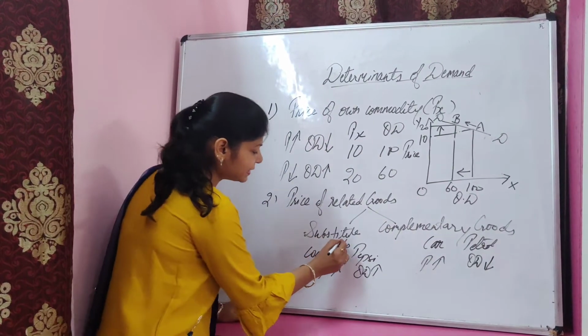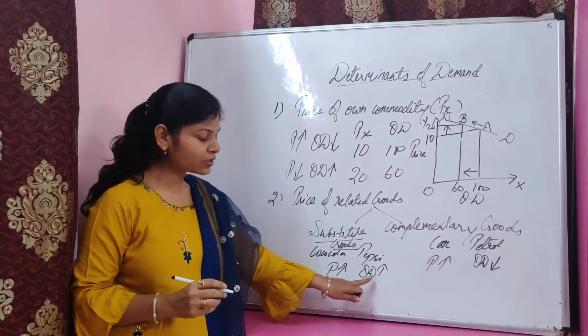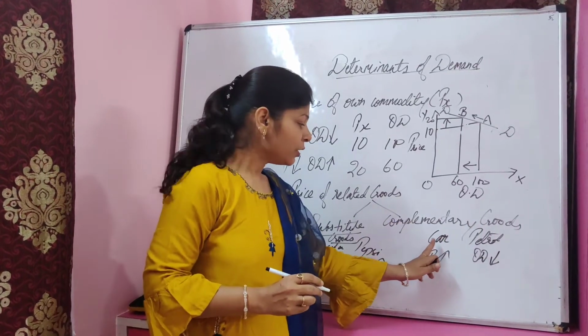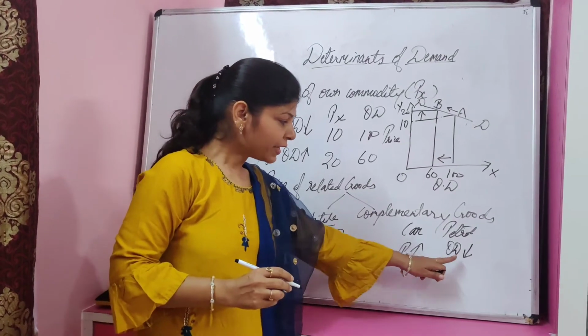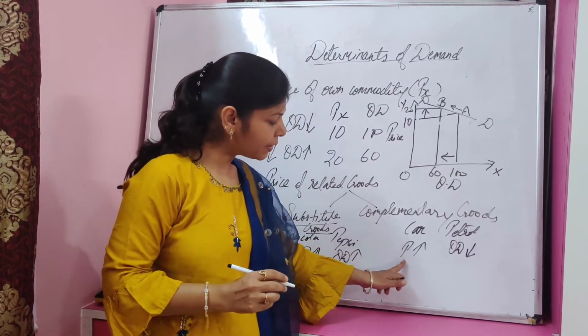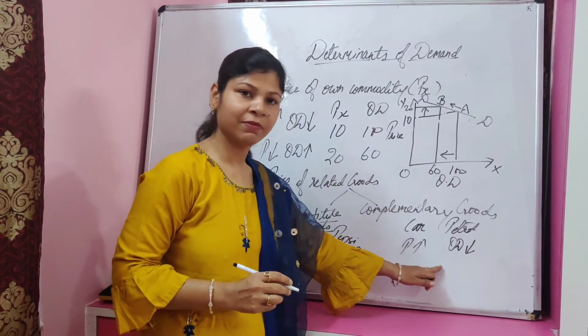So here class we can see that in substitute goods there is a direct relationship. Why? Because both arrows are moving in the same direction. Whereas in the case of complementary goods, between two goods there is an inverse relationship. Why? Because of the opposite movement of the arrows. Here you can see the price of one is increasing whereas the demand for another is decreasing, which shows the inverse relationship between two goods.